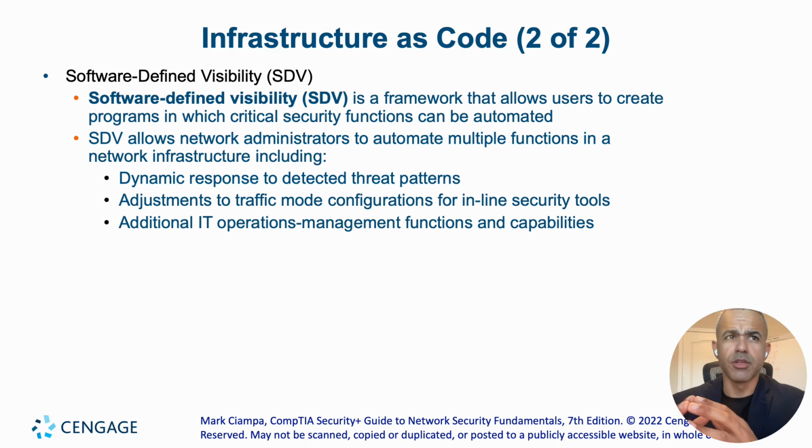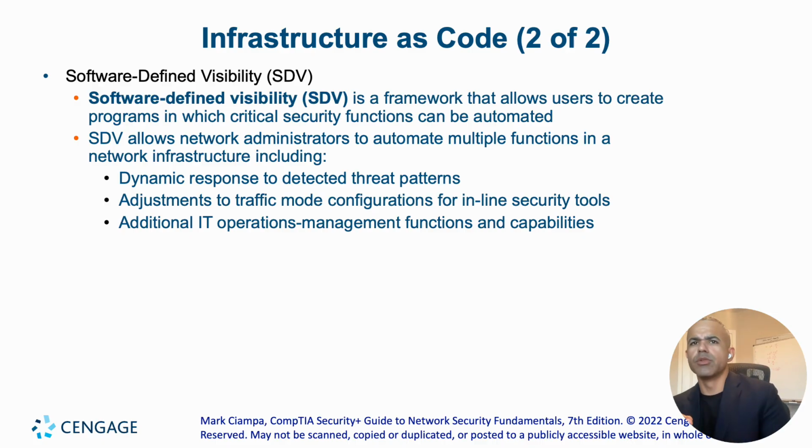Software-defined visibility is the framework that allows users to create programs where critical functions can be automated, and it allows network administrators to automate many different functions, which include evaluating all of that traffic and making sure that traffic is valid for the type of traffic it is, and it can be flagged as malicious if it's outside of the boundaries of what's normal. Going back to these devices being able to use heuristics and behavior-based signatures to determine if this traffic is abnormal and whether it should be flagged or even stopped and blocked.